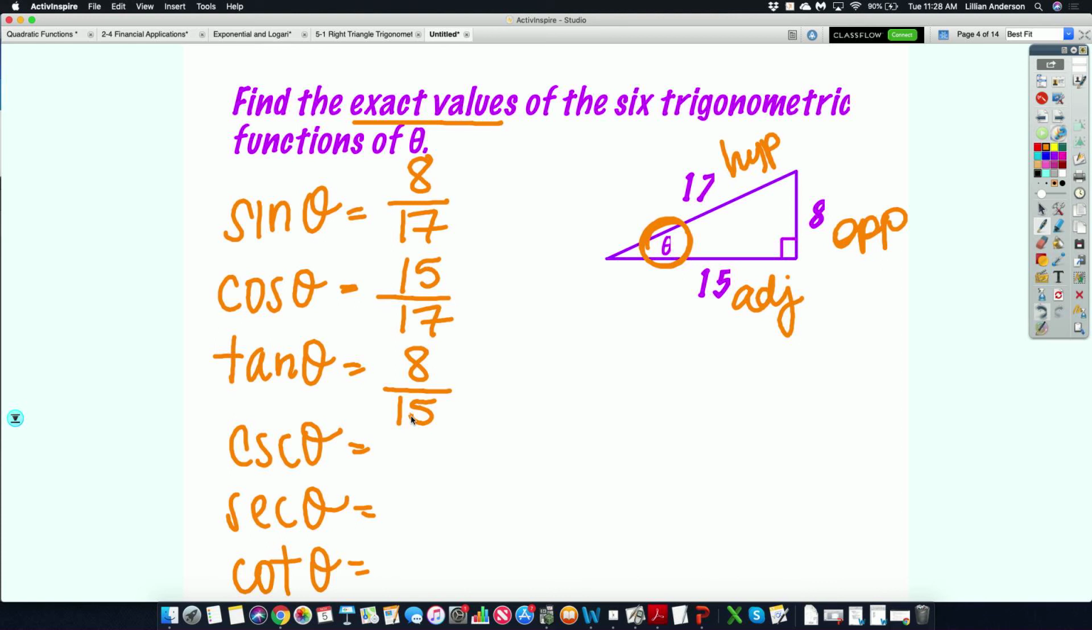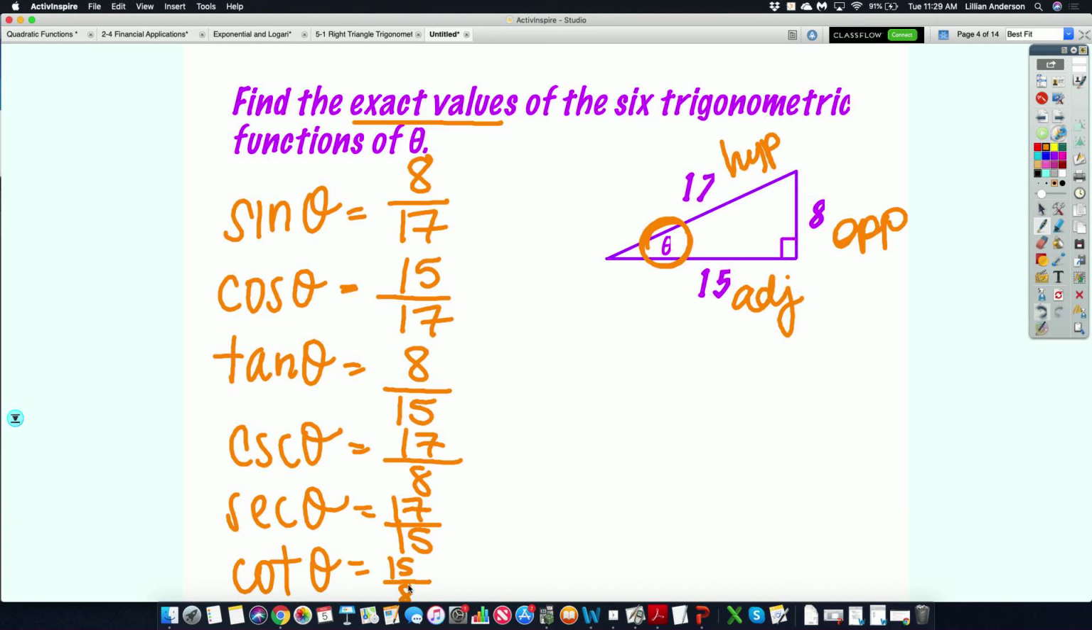If you can get these three, then the reciprocals are just their respective ones flipped. Cosecant goes with which one? So it's the flip of sine. So it is the hypotenuse over the opposite, or 17 over 8. That's it. Secant goes with which one? Secant goes with cosine. So I flip cosine. That's 17 over 15. And cotangent, of course, goes with tangent, and then that's going to be 15 over 8.